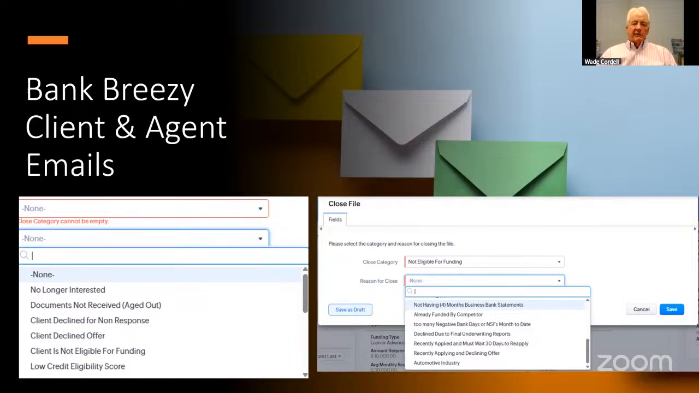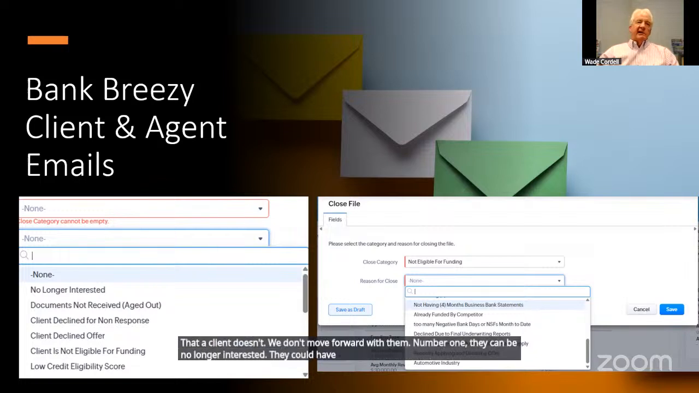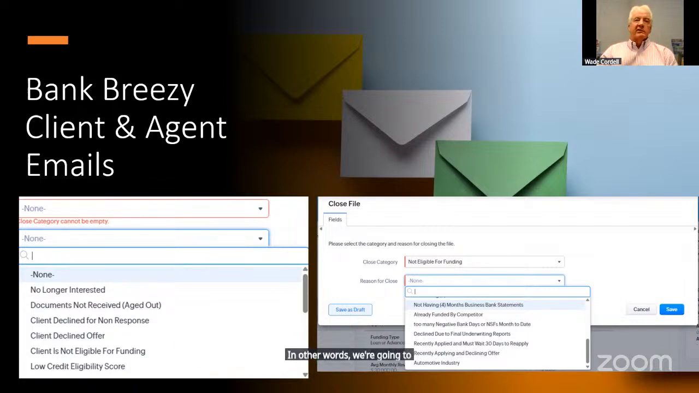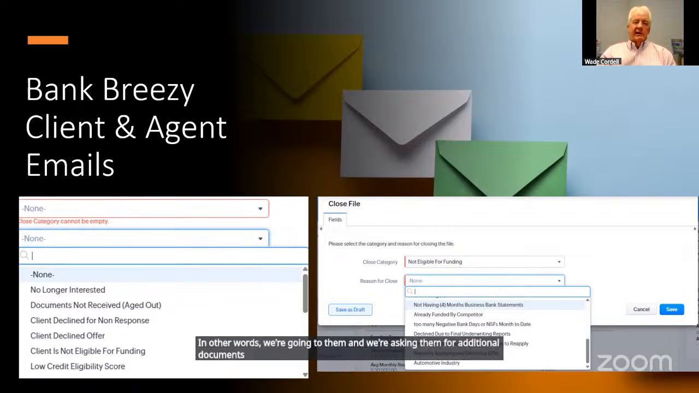Number one, they could be no longer interested. They could have documents not received, aged out. In other words, we're going to them and asking them for additional documents and they just won't give them to us, and we have to have it because the underwriter's requesting it. A client declined for non-response. We call them and call them and we call you and you can't help us as an agent. So eventually we just have to time it out and move on.